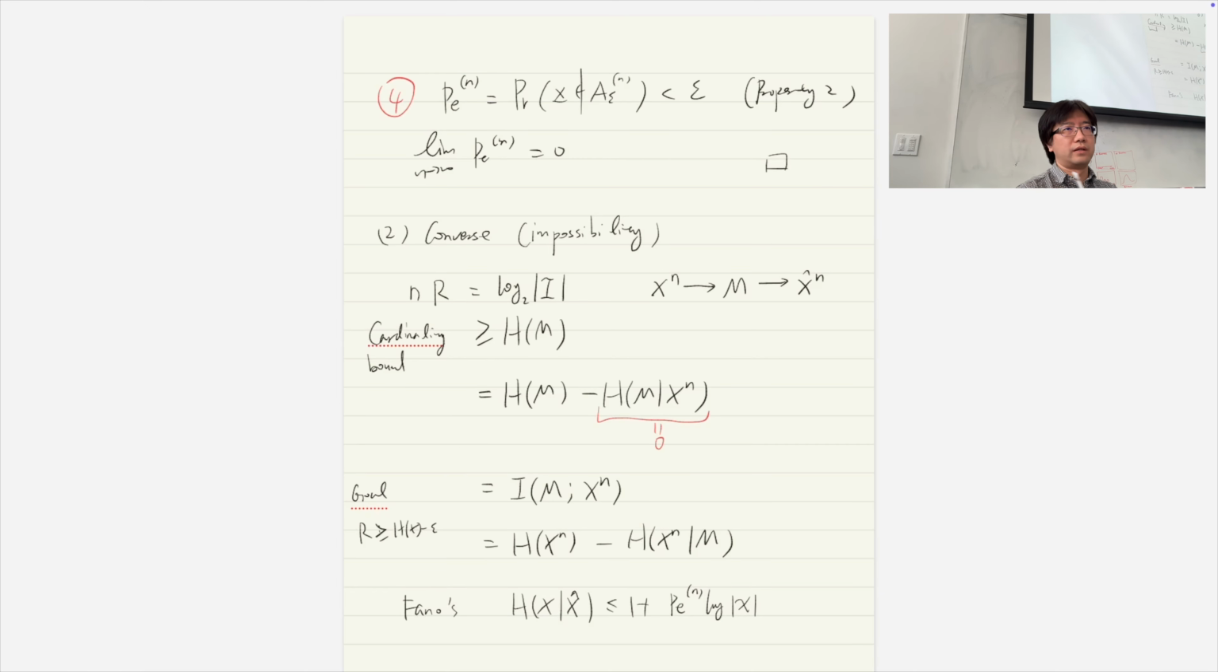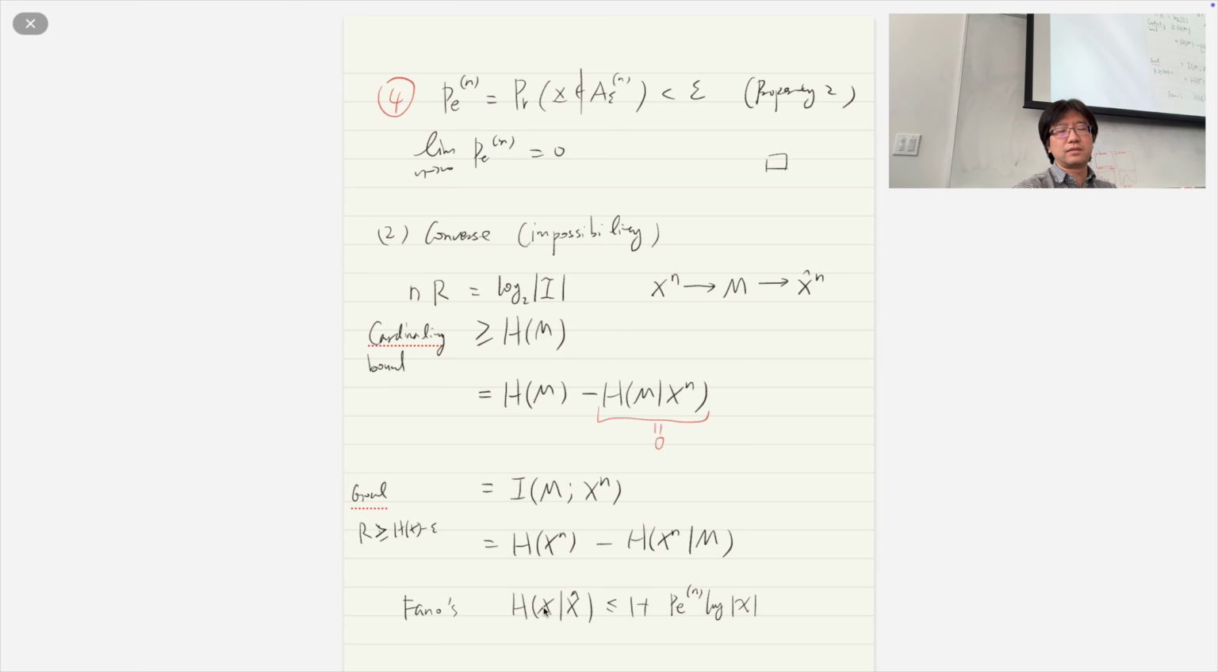But can we use that directly? We cannot, because this is X given X hat, where X hat is the estimate of X. But here we have X^n given M. It's not X hat. How can we do this? Any idea? What we do know is this: from X^n to M to X hat^n, this is a Markov chain.